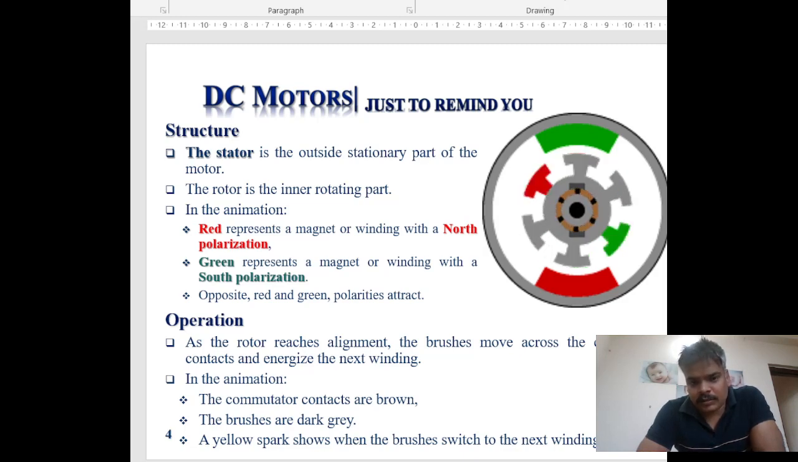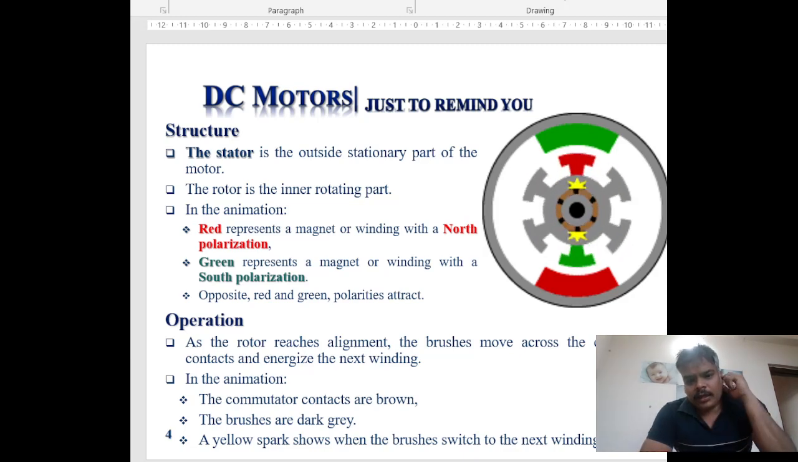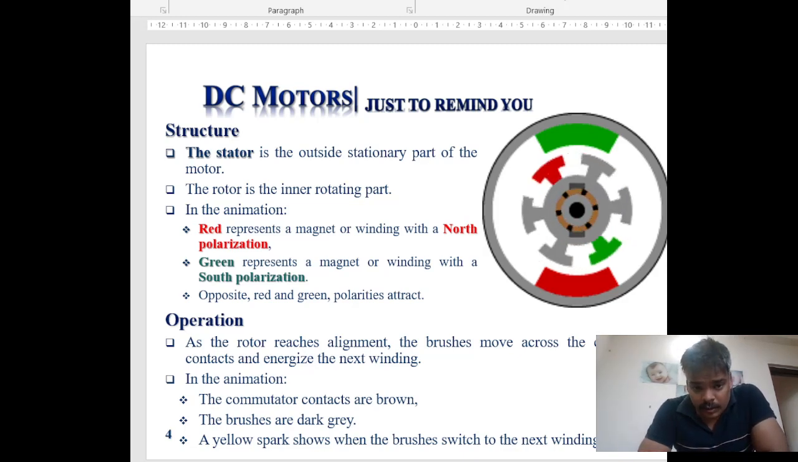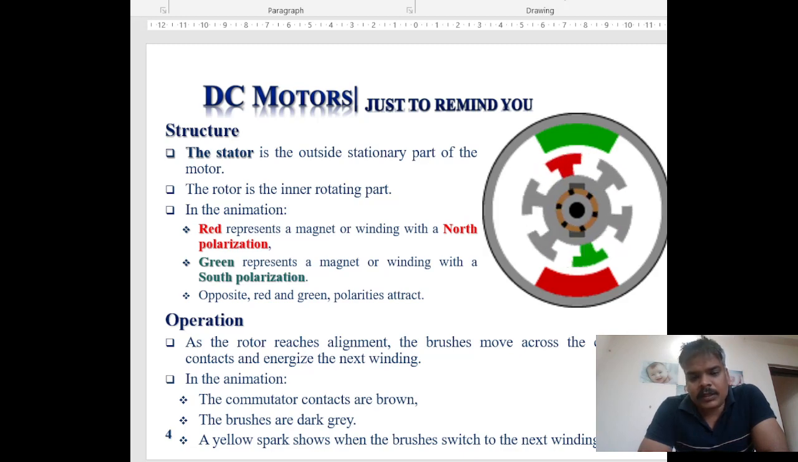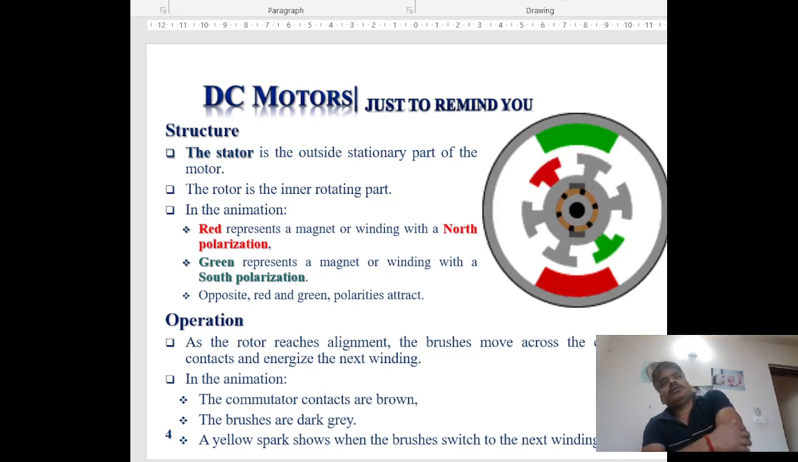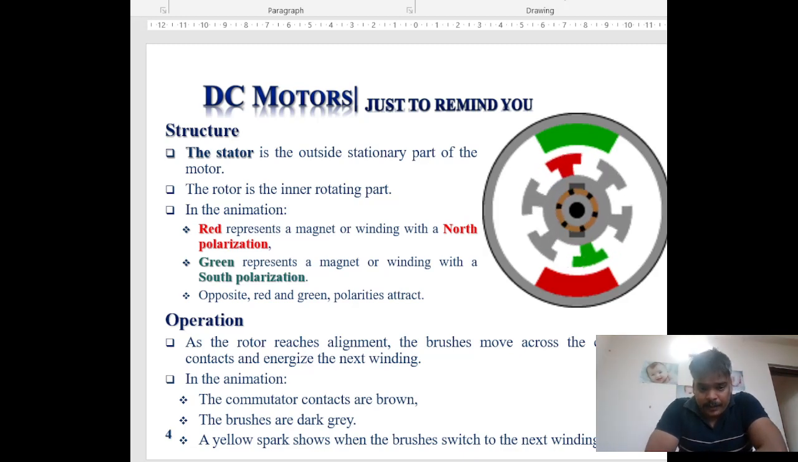In the animation, red represents a magnet or winding with a north polarization. Green represents a magnet or winding with a south polarization. Opposite red and green polarity attract. As we all know that like poles repel each other and north and south poles attract each other. What will be the operation?